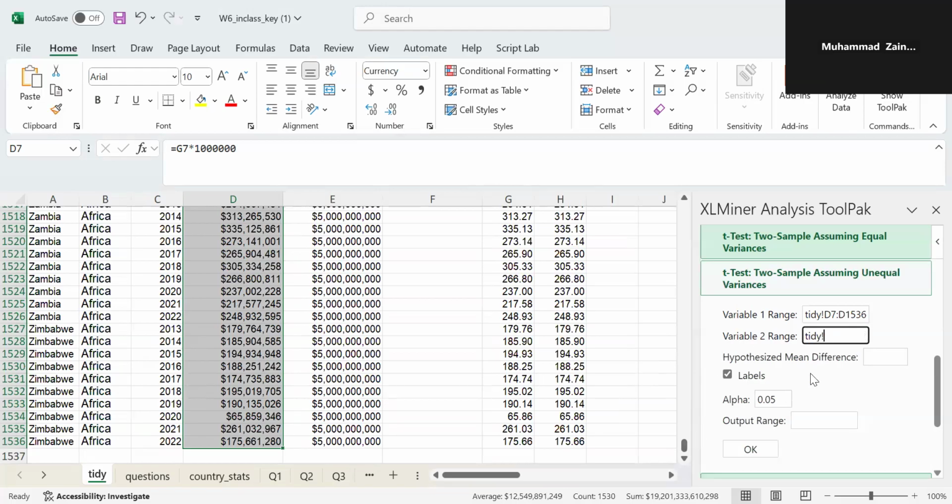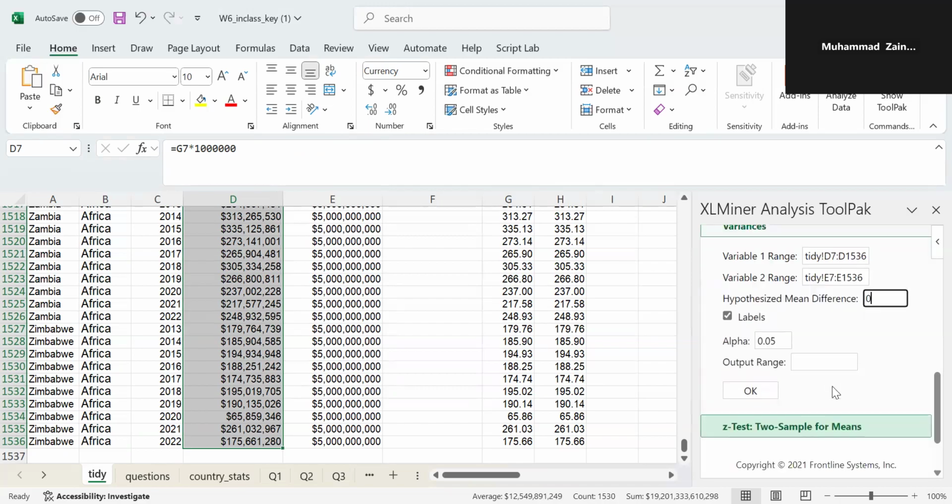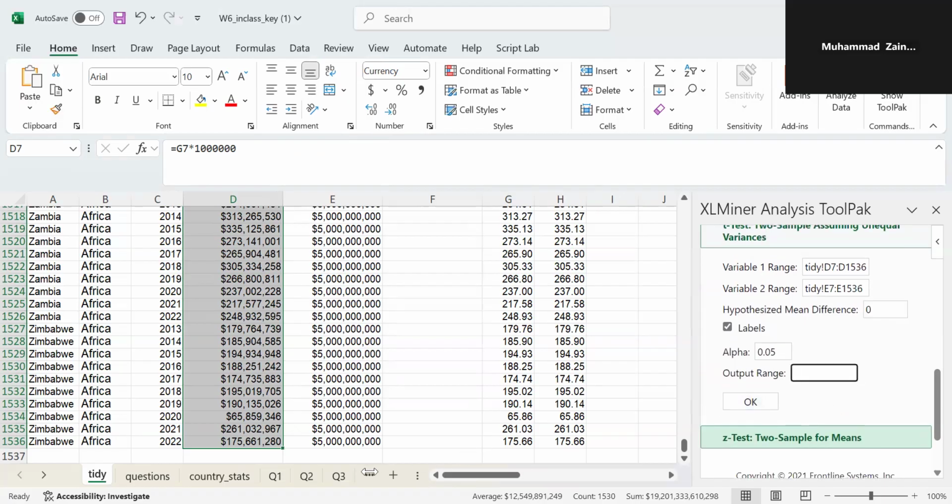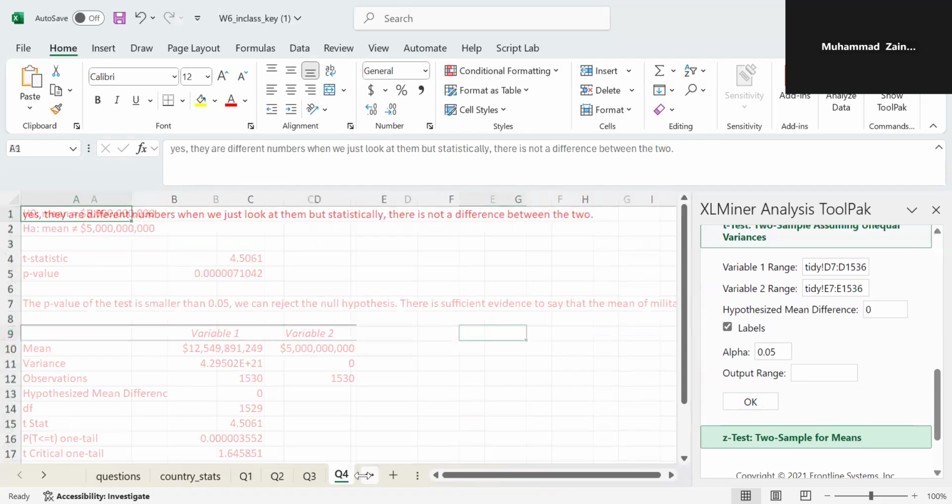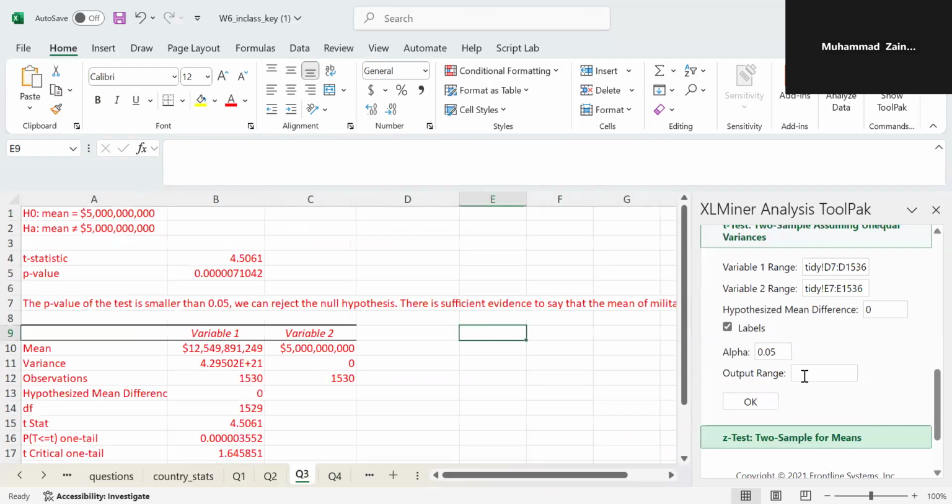ID, and it is E7 to E153736. Sorry. And then hypothesis mean difference is zero, and then the alpha we keep it. And then output range, we want it to be a pair here, so we can just give it there.